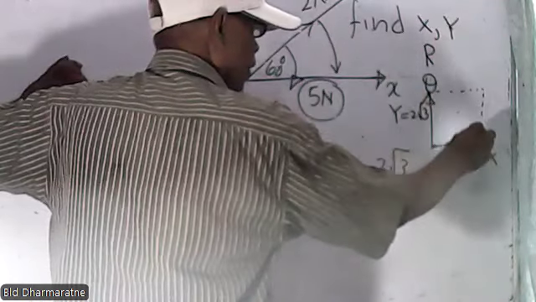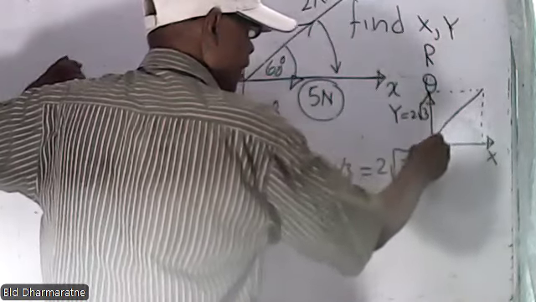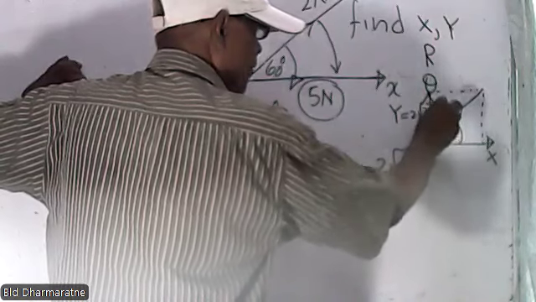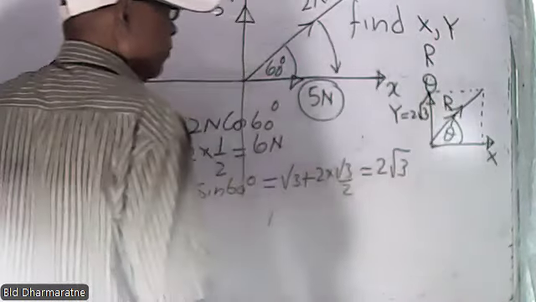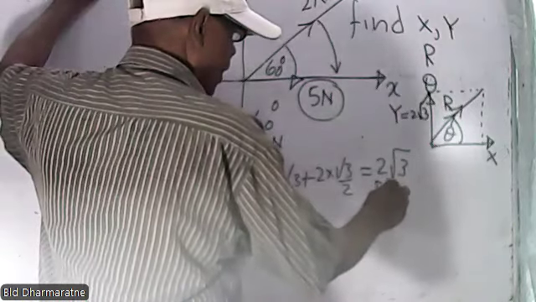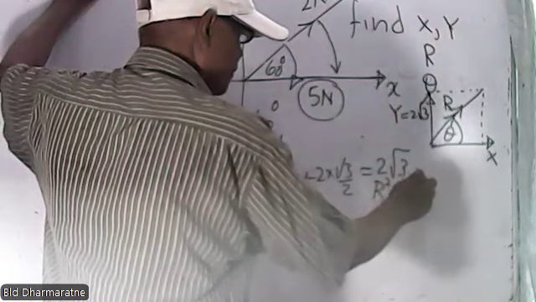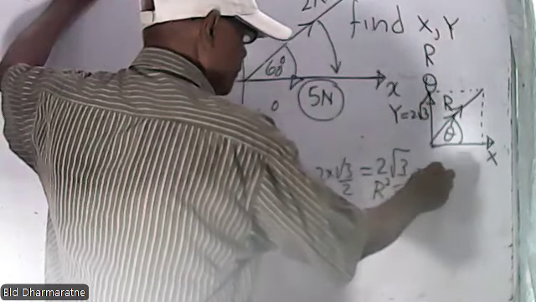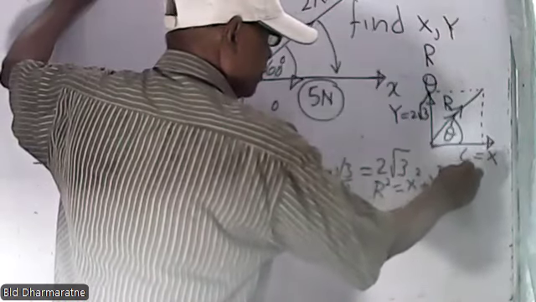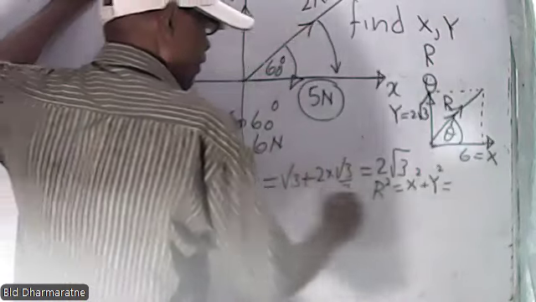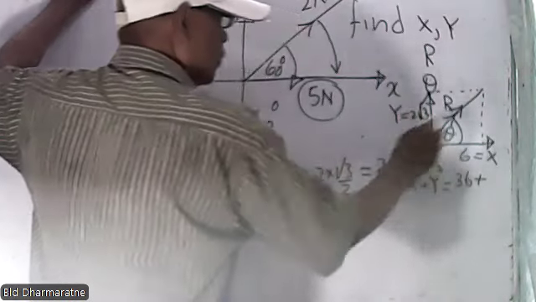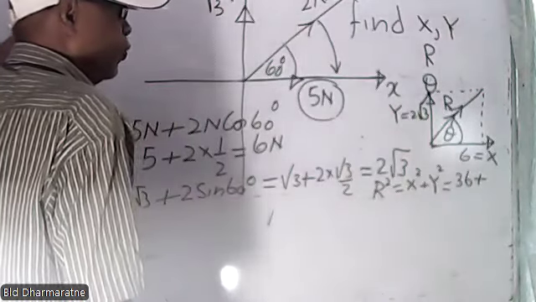Now the parallelogram. Here is the resultant. This is the resultant, and this is the direction theta. This is R. We know by the Pythagoras theorem R squared equals x squared plus y squared. X equals 6, you got it already. So 36 plus 2 root 3 squared, 2 root 3 into 2 root 3.